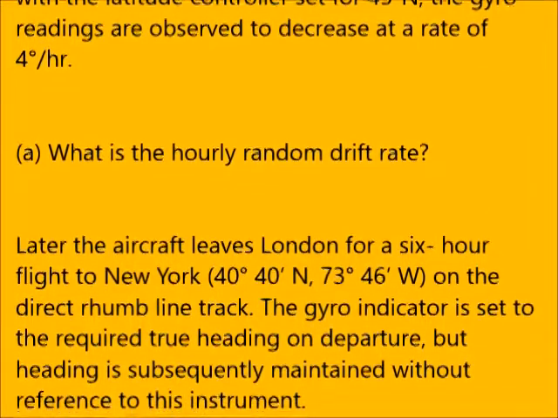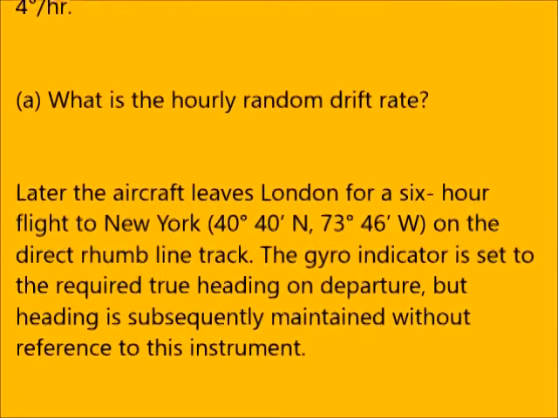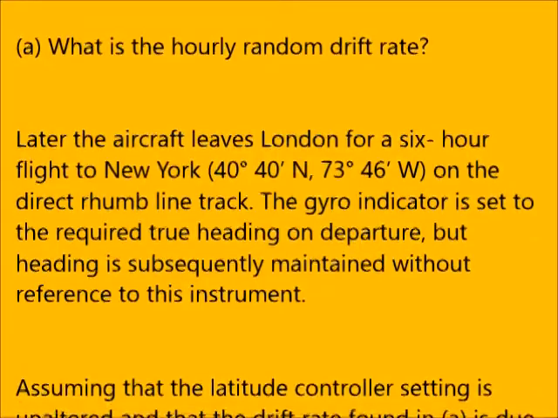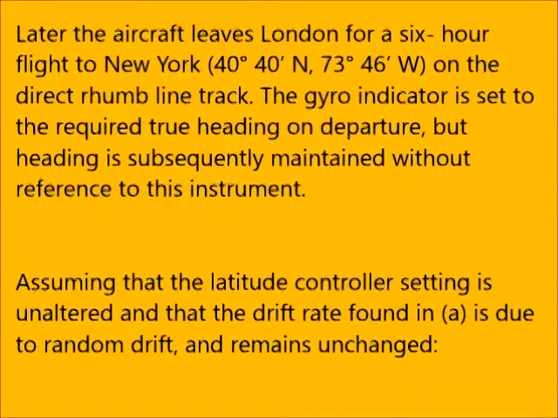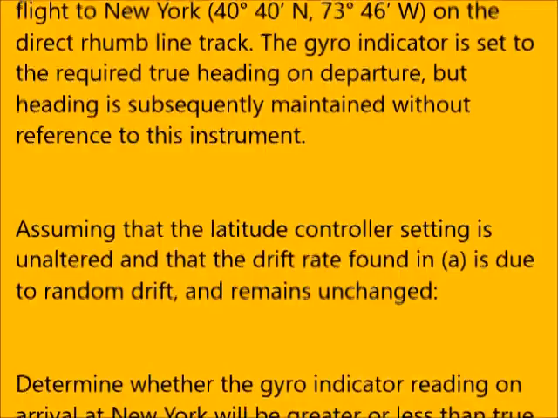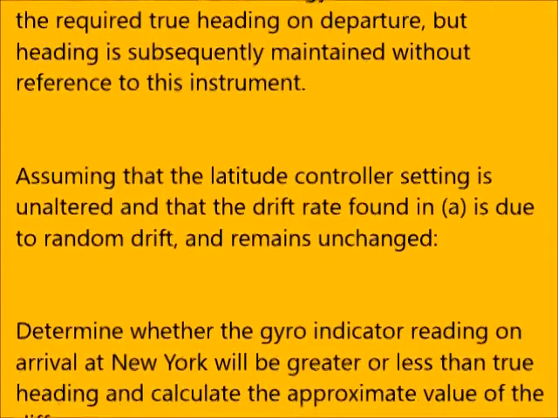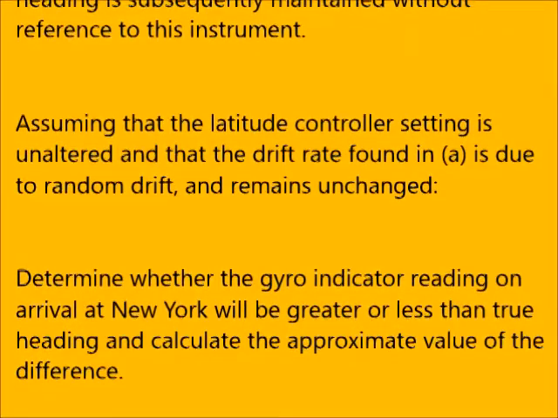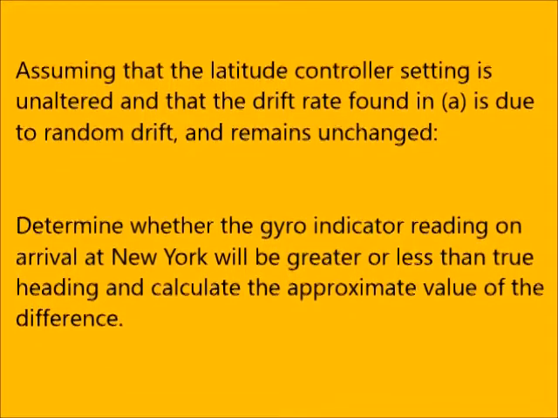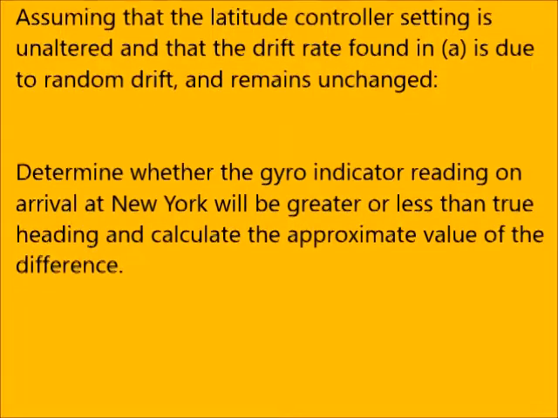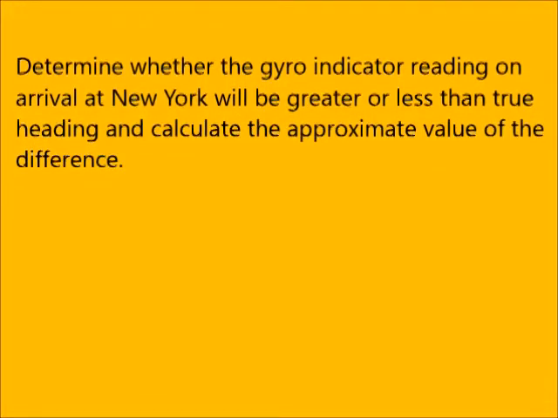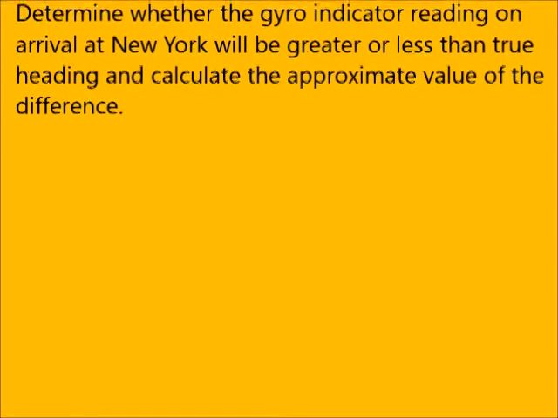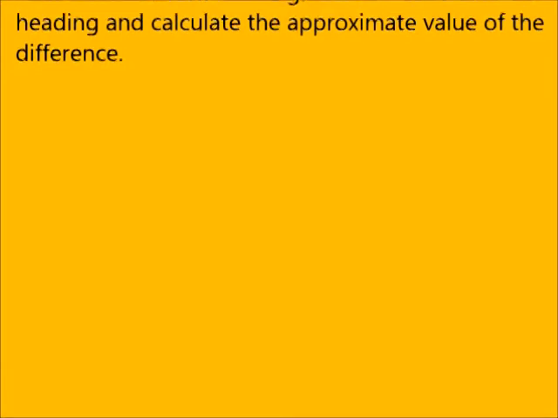Later, the aircraft leaves London for a 6-hour flight to New York, 40 degrees 40 minutes north, 73 degrees 46 minutes west, on the direct great circle track. The gyro indicator is set to the required true heading on departure, but heading is subsequently maintained without reference to this instrument. Assuming that the latitude controller setting is unaltered and the drift rate found on the ground is due to random drift and remains unchanged, determine whether the gyro indicator reading on arrival at New York will be greater or less than the heading and calculate the appropriate value of the difference.